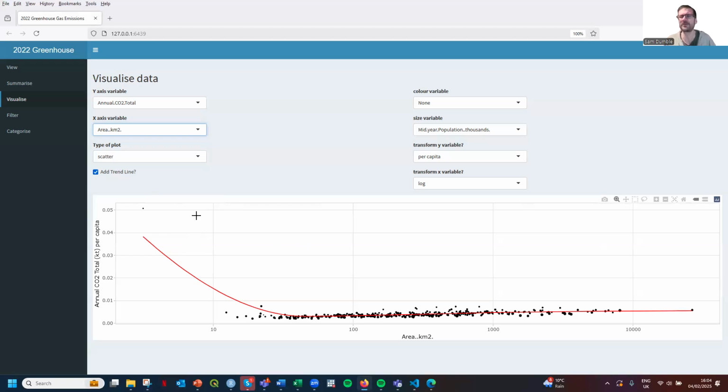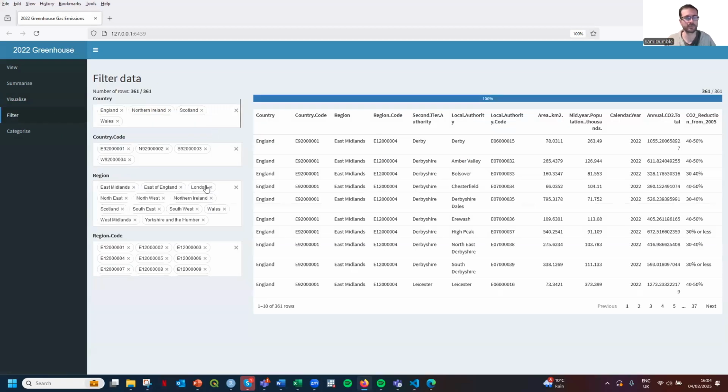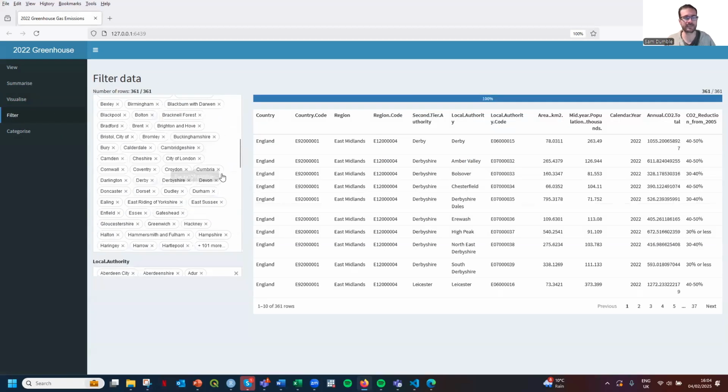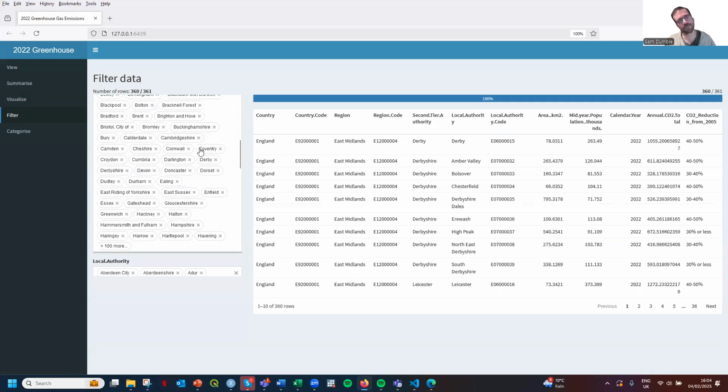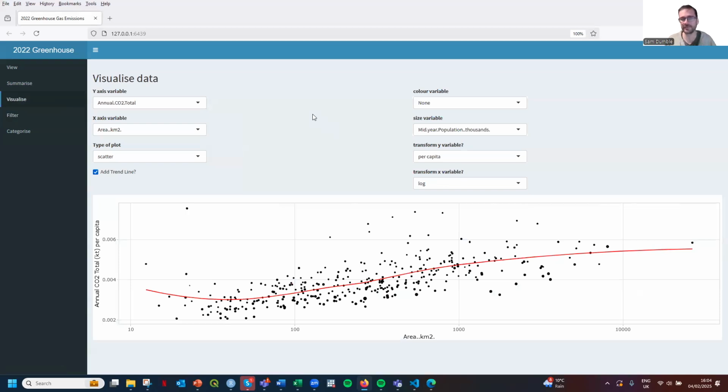But I think what I am going to do here is say that for the purpose of my analysis, I don't think that I should be including the City of London in an analysis of CO2 per capita versus area at the local authority level. So I am going to go into my data a little bit and delete the City of London. So I've removed one row from my data and then see how that affects my scatter plot.